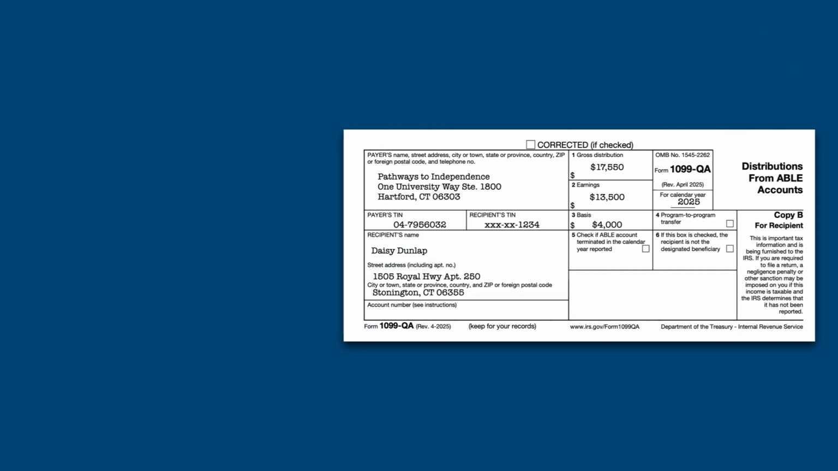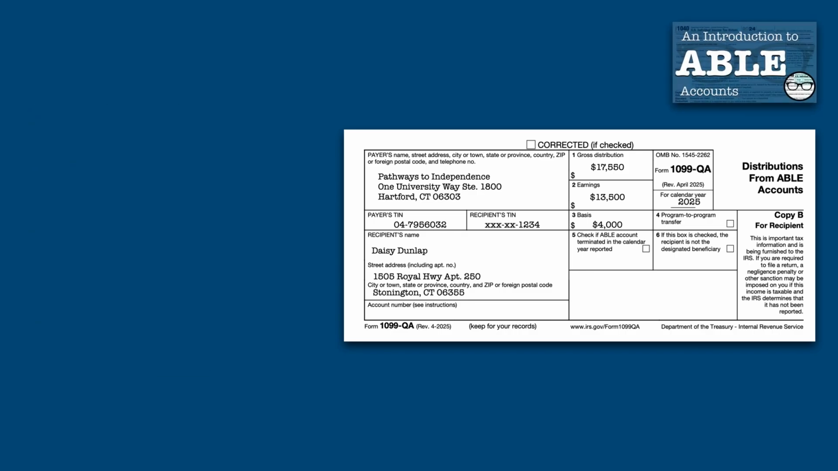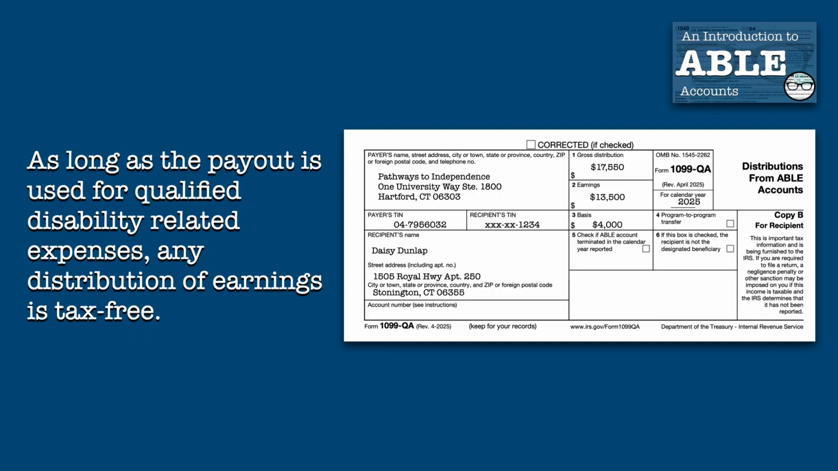Form 1099-QA, Distributions from ABLE Accounts. This form functions similarly to the 1099-Q described earlier, but is for ABLE accounts, which are special accounts that allow persons with disabilities to save money on a tax-deferred basis. In this case, as long as the expenses are used for qualified disability-related expenses, any distribution of earnings is tax-free.